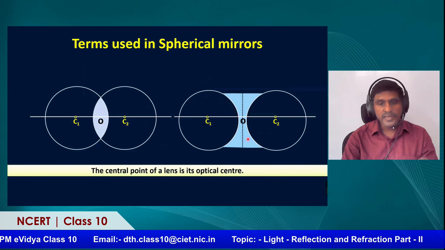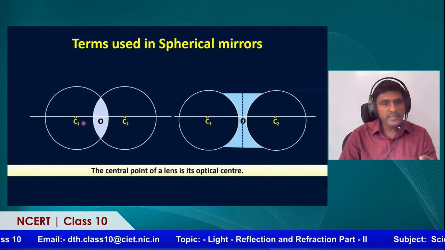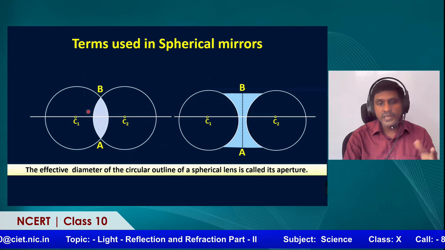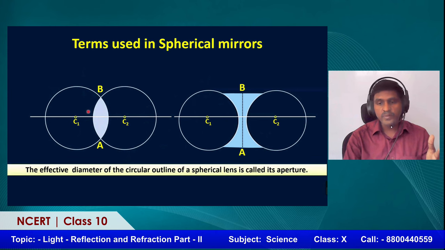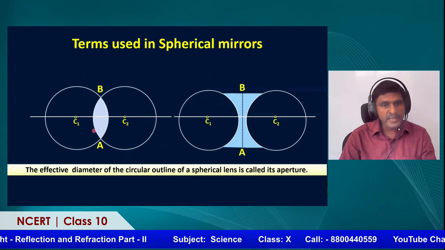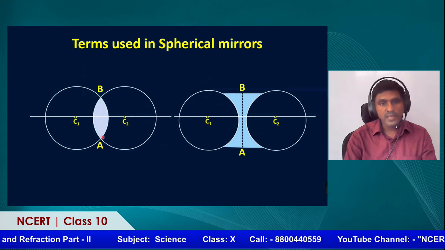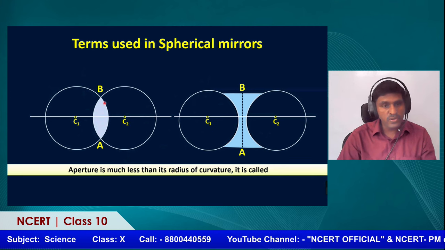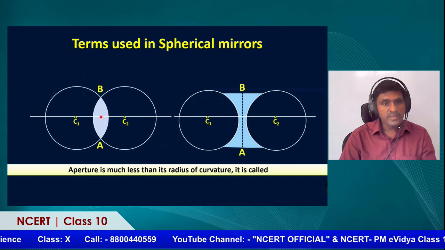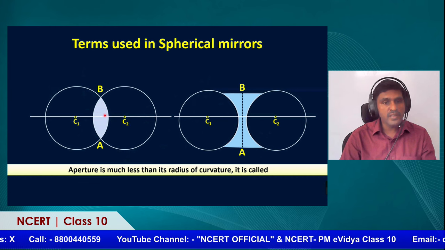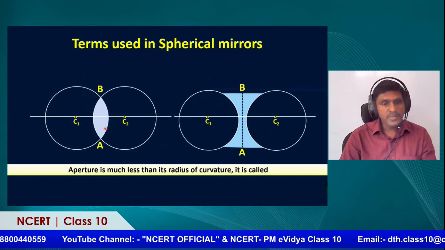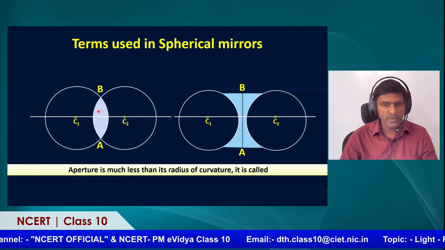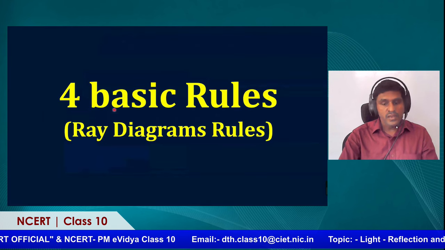And the central point of the lens, here this is the central point of the lens, is called the optical center. The effective diameter of the circular outline of the spherical lens is called the aperture. Here AB is the aperture. Normally the aperture is much less than its radius of curvature. Radius of curvature means this, from O to C2, is called the radius of curvature. If the aperture is very small compared with the radius of curvature, it is called a thin lens.